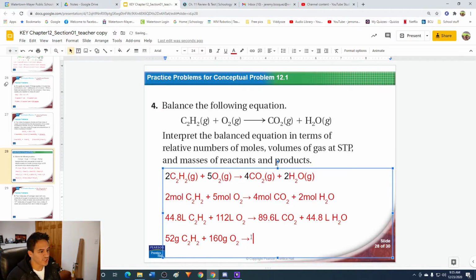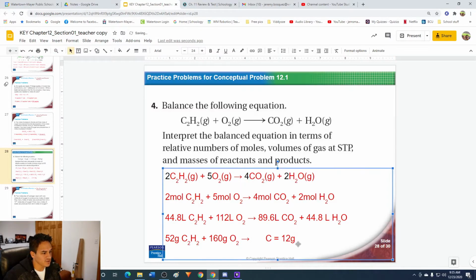All right, for CO2, carbon is 12 grams, and oxygen is 16 grams. There's 1 carbon, but there's 2 oxygens, so we got to times the oxygen by 2. That's 32 grams. And then if we add those together, 12 plus 32, that gives us a total of 44 grams. So 1 mole of CO2 is equal to 44 grams. That's its molar mass.